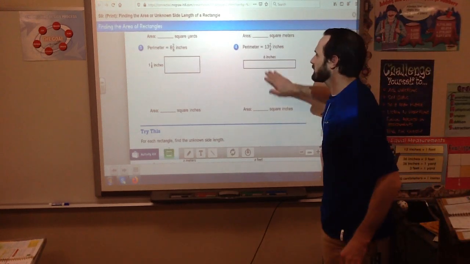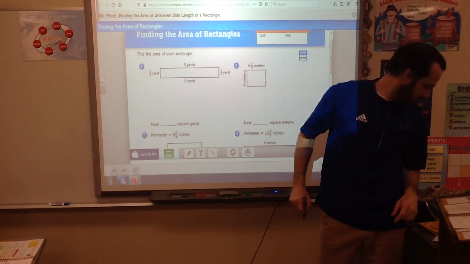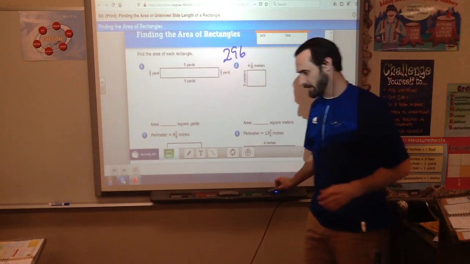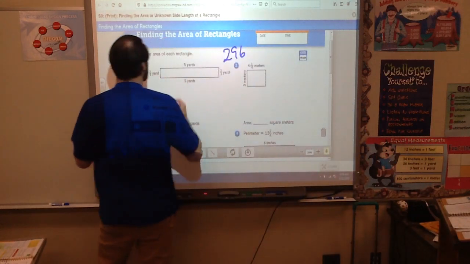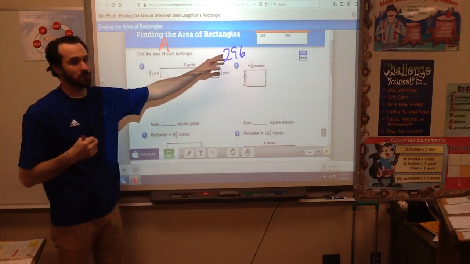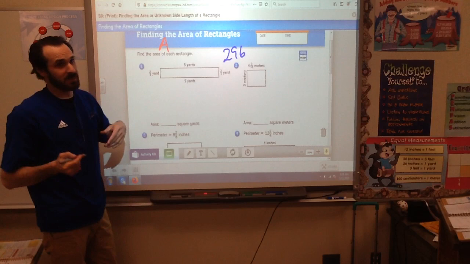Alright, fourth graders, this is your assignment for Monday. This is page 296 in your math journal, and what we're doing is finding area. We should remember the equation for area. Actually, if you need your math journal, go get it. You might need some scratch paper too. There's a lot of work today. Pause me and then come back.